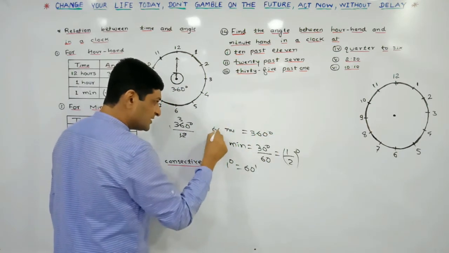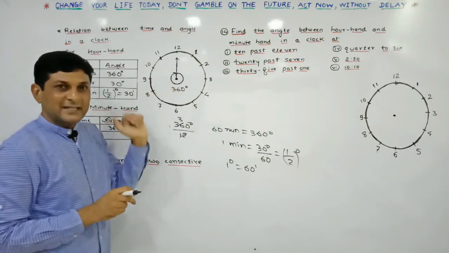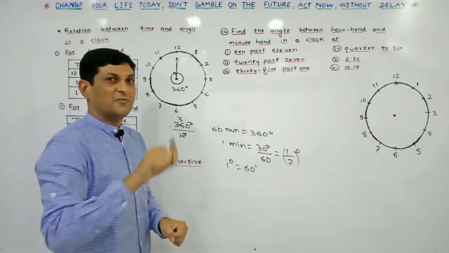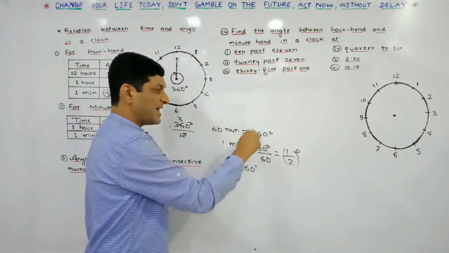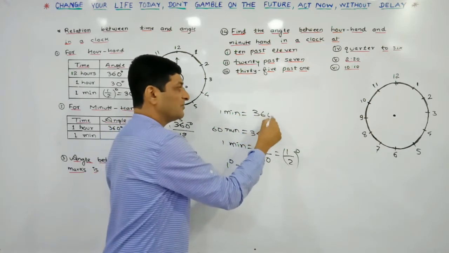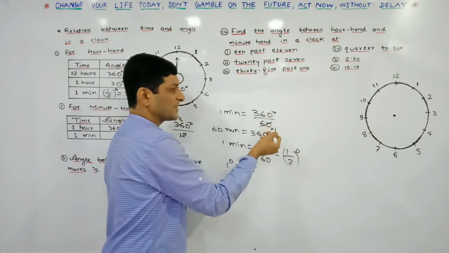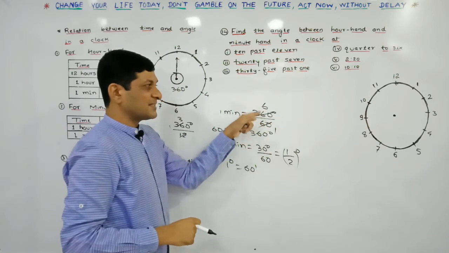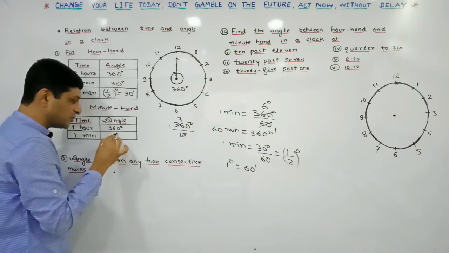So in 60 minutes, the angle made by the minute hand at the center of a clock will be equal to 360 degrees. To find the angle made in 1 minute, we have to divide 360 by 60. So the angle made by the minute hand in 1 minute will be equal to 360 divided by 60. 6 times 6 is 36, the 0 gets cancelled, so the angle made at the center will be equal to 6 degrees.